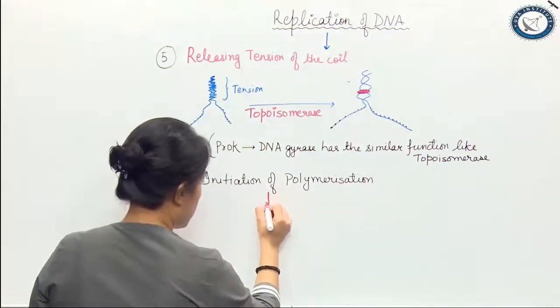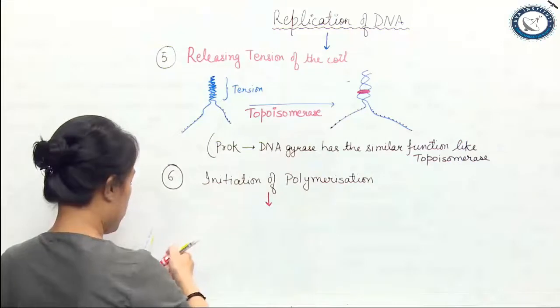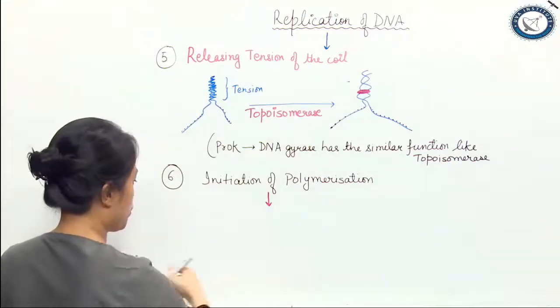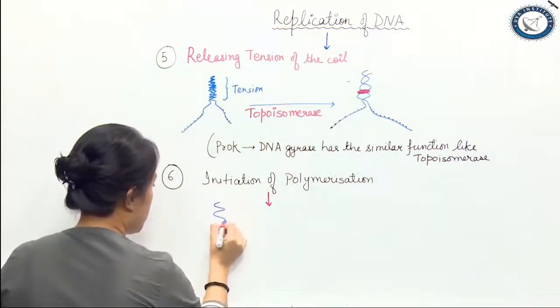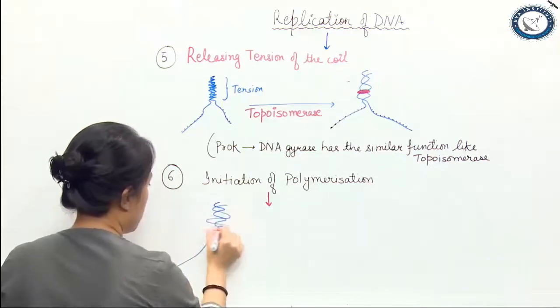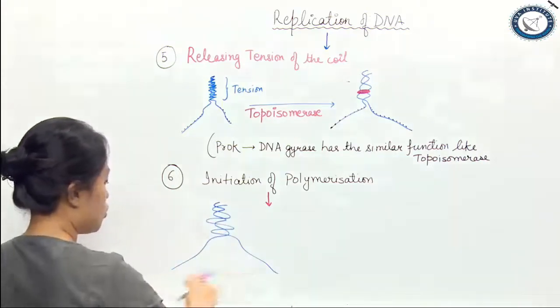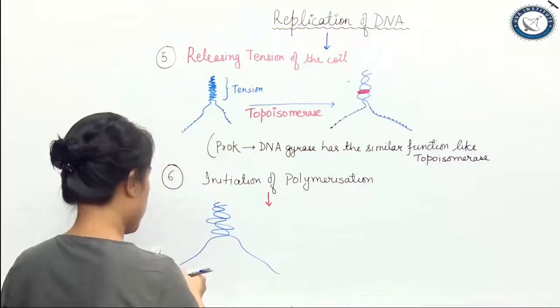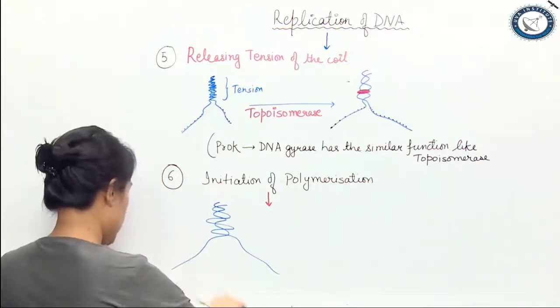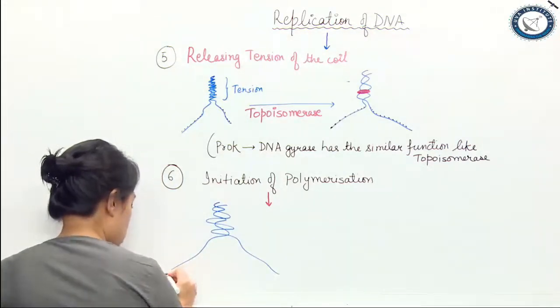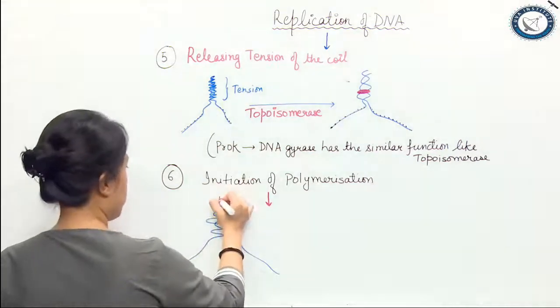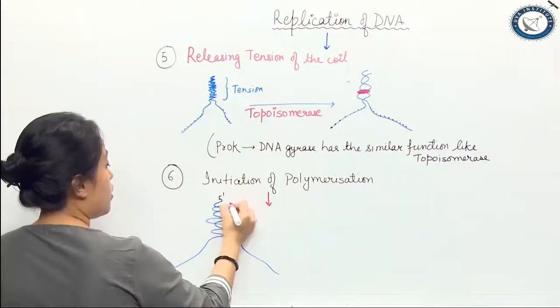But before this starts, this is the normal structure. I'll show you with the help of a structure. This is your DNA which is still opening up because helicase is working. Let me write down the orientation. This is your 3' end, 5' end, 3', 5'.